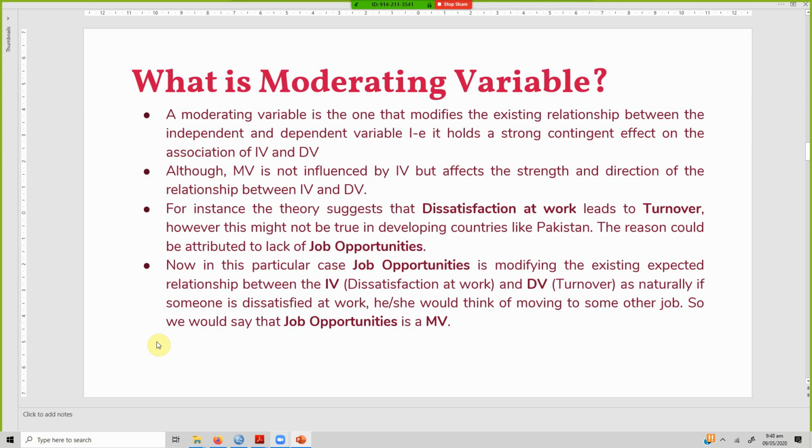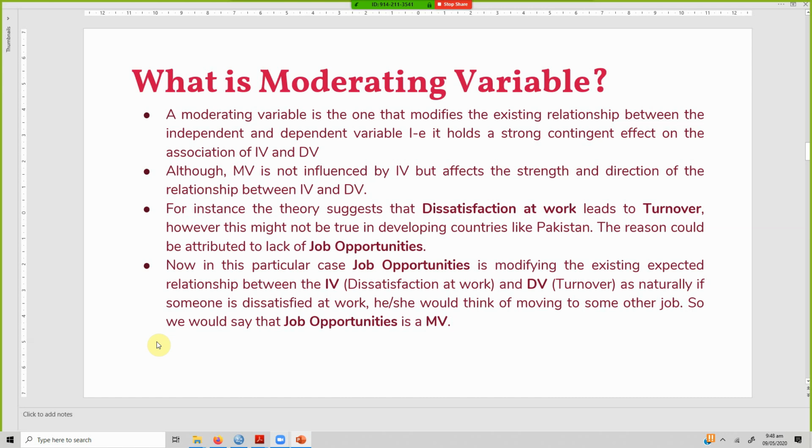How does a moderating variable change or influence the existing or proposed relationship? For instance, the theory suggests that dissatisfaction at work leads to turnover. Now, if you are dissatisfied at work, you should leave. It's a normal tendency. Some research will say that if you are dissatisfied at work, you leave the job. This would lead to turnover.